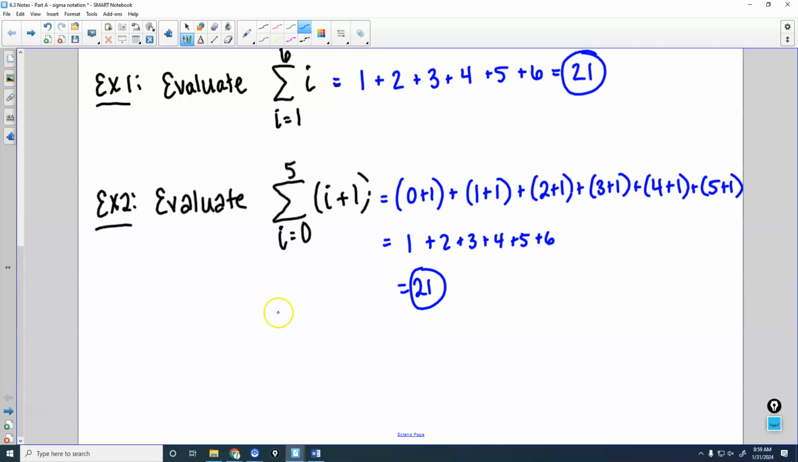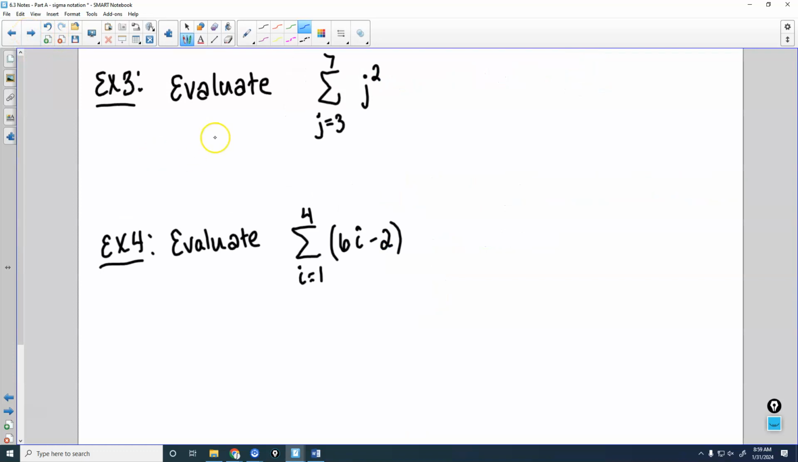Okay, questions? Okay, you guys try the next two on your own. They use a different letter on number 3, but that doesn't really change anything about how you do it. You're just plugging in for the J instead of the I on that one. Numbers 3 and 4.